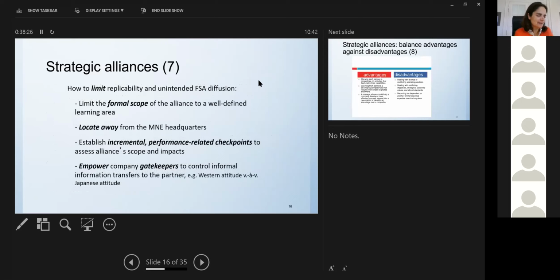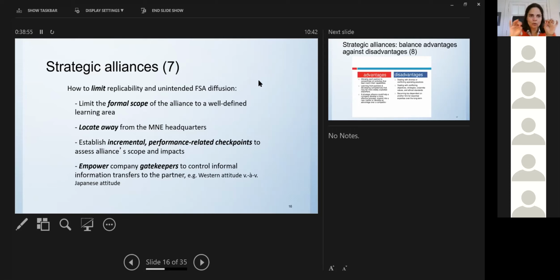To avoid that what you learn is embedded in a few people who might leave the company, or a few departments which don't share it with the other departments. Now, how can you avoid that? How can you limit the replicability of FSAs? Because replicable means clones, copy paste. I learned this, I will also do it, and bye-bye alliance.